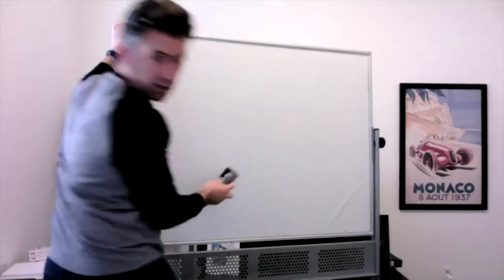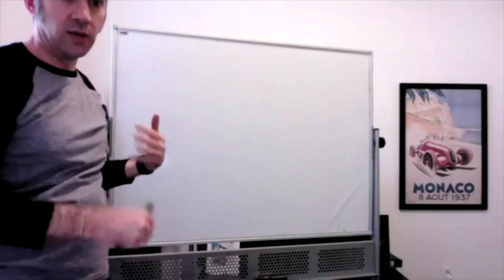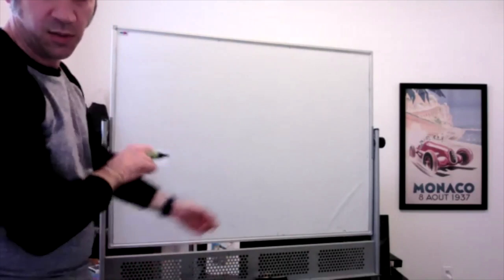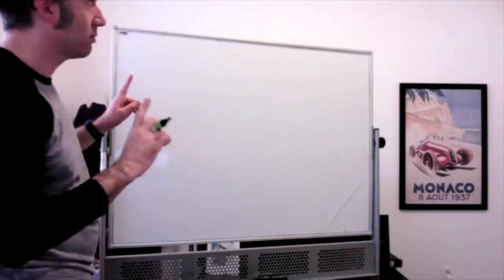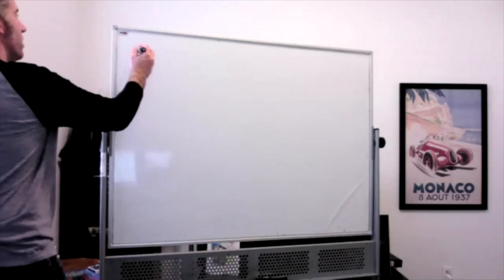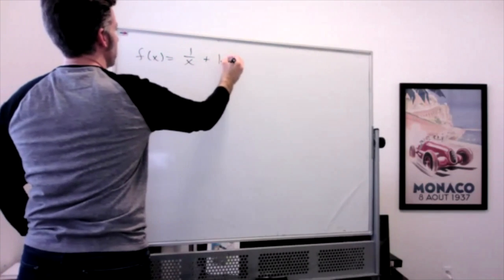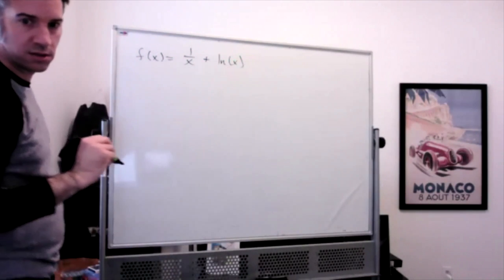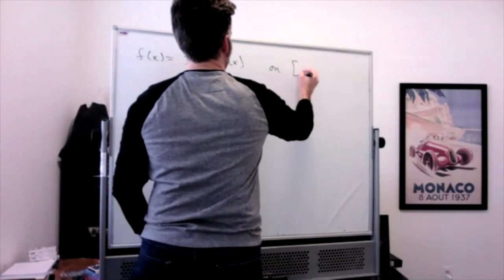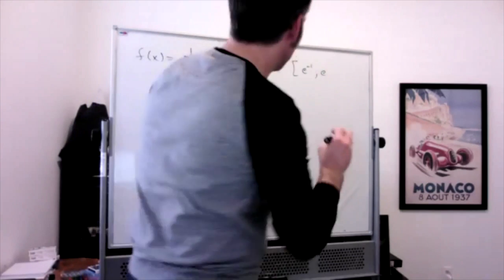So the question that Will just wrote offers a good contrast to the relative extrema questions we've been asking. So let's do this one that Will asked, and then we'll do another one here. Let's see, we've got f of x equal to 1 over x plus the natural log of x on the interval from e to the -1st to e to the 2nd.